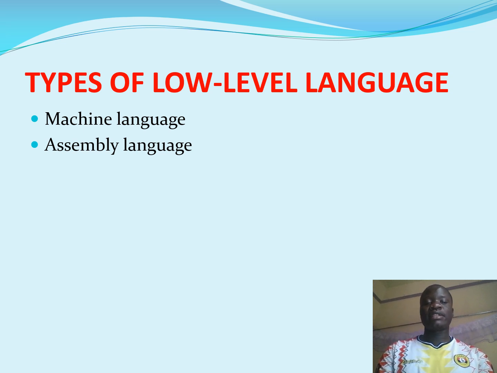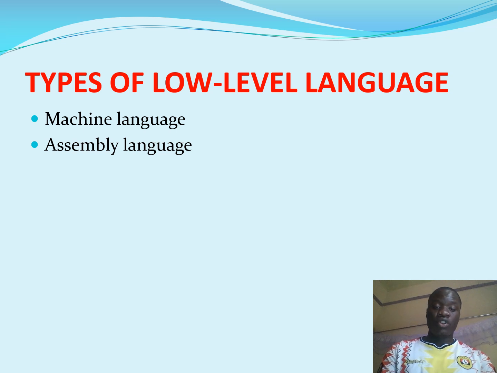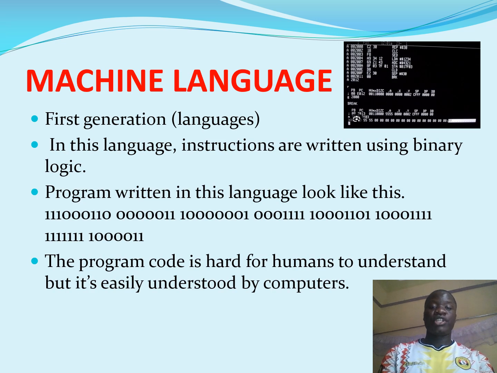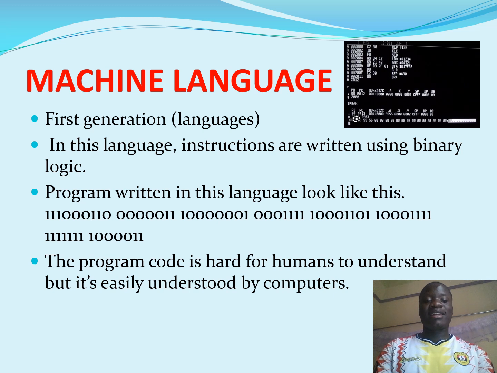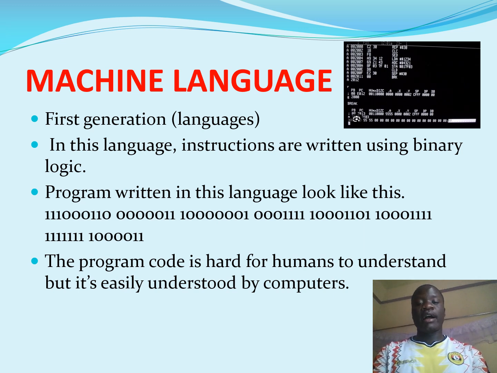So let us see also the types of low-level language. Here we have two types of low-level language: machine language and assembly language. So let us talk about machine language. We are saying that machine language is a first generation language. It was the first to come out in computer programming. In developing apps, programming systems, commanding a computer to do something, the first language that was used was machine language.